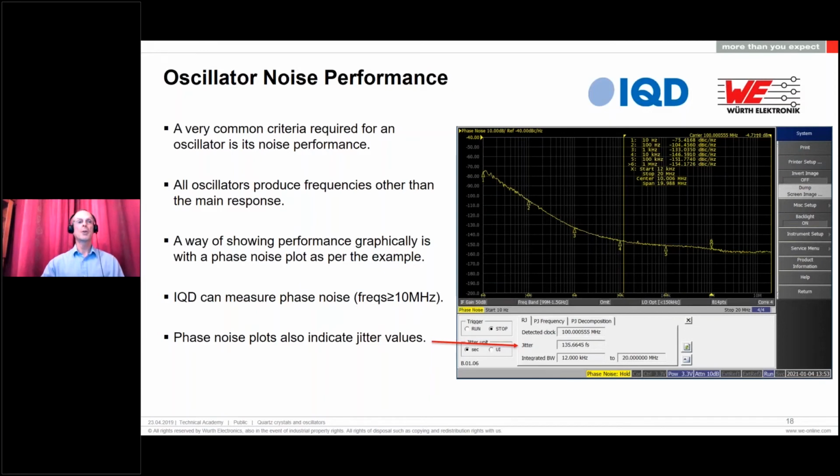It's also useful because at the same time we measure jitter, phase noise being noise in the frequency domain, whereas jitter being noise in the time domain. So if you have an application that is critical regards phase noise performance, then please come and discuss that with us.